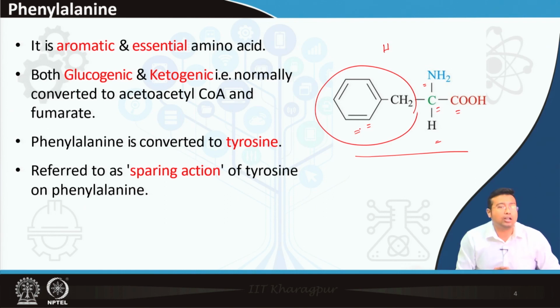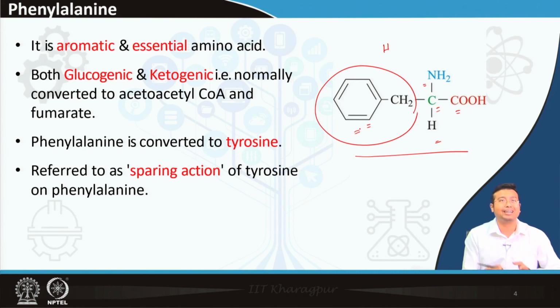Again, essential amino acid means there is no synthesis of phenylalanine in our body. We must get phenylalanine from the diet. Mind it, whenever we are discussing an essential amino acid, you do not need to read about synthesis because they are not synthesized in our body. Whenever we are reading a non-essential amino acid, synthesis of that amino acid is a must, for your exam purposes.